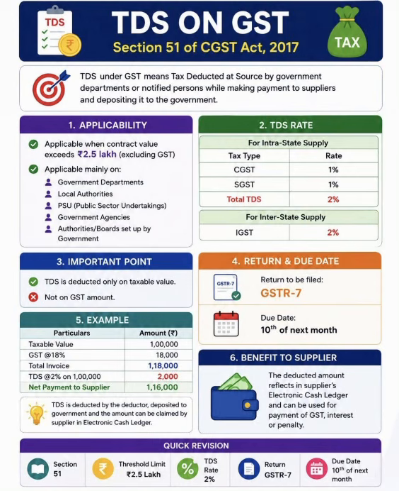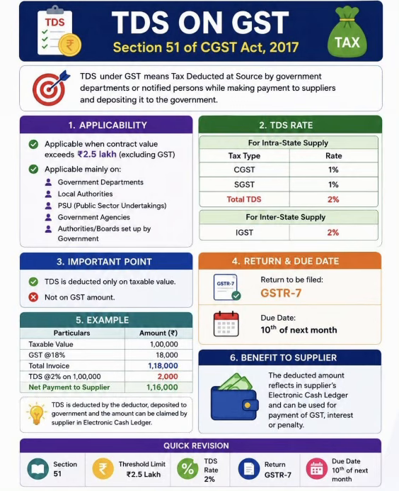TDS under GST is governed by Section 51 of CGST Act 2017. It means certain government departments and notified entities deduct tax while making payment to the suppliers and deposit it with the government. Applicability: TDS is applicable when the contract value exceeds 2.5 lakhs. Means a 194C contract is there. When that contract attracts, we will get TDS on GST.